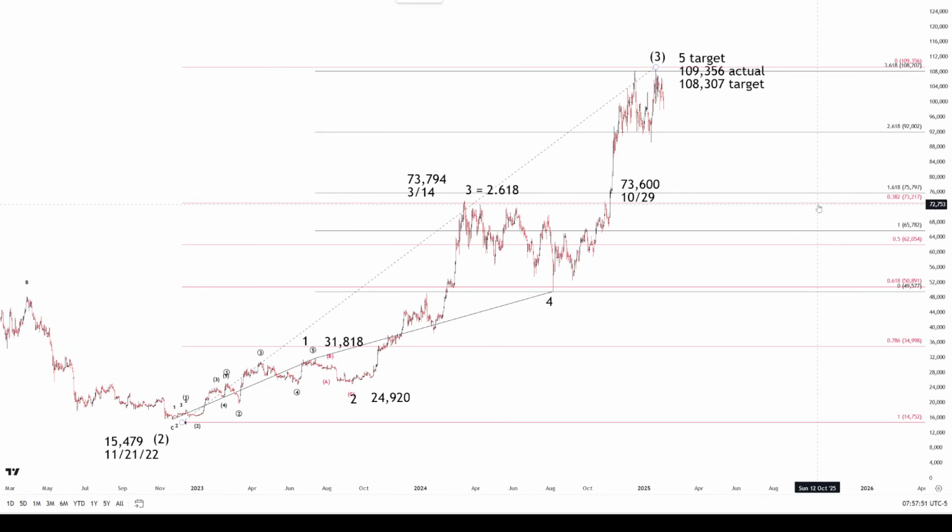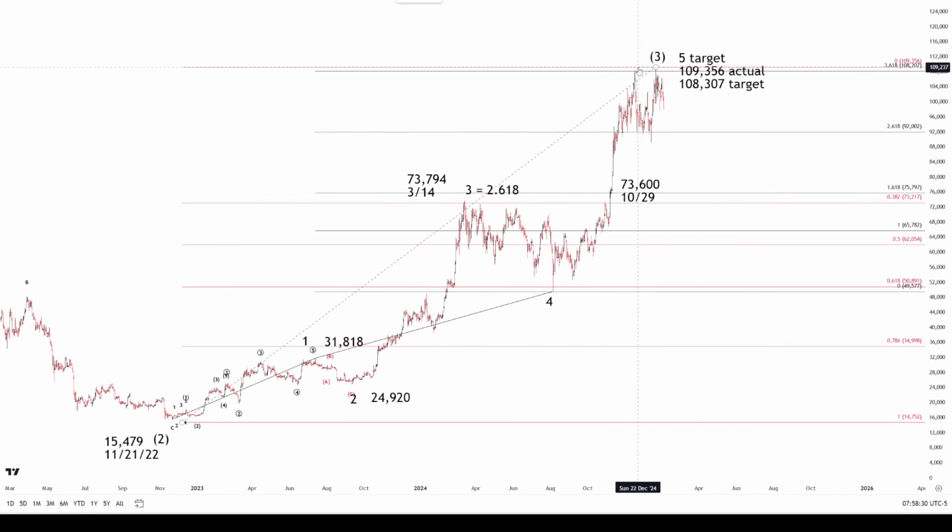this 109,356. Okay, the 382 Fibonacci correction is 73,217. The 50% is 62,054. And the 618 is 50,891. And if you'll notice, here is the area of the fourth wave of one lesser degree of trend. We've mentioned that several times. That would be a normal correction for this 4 in parentheses to hit this area of the fourth wave of one lesser degree of trend. All of these targets from the 382 to the 618 are within that area. So we're looking for a 4 down to that area.